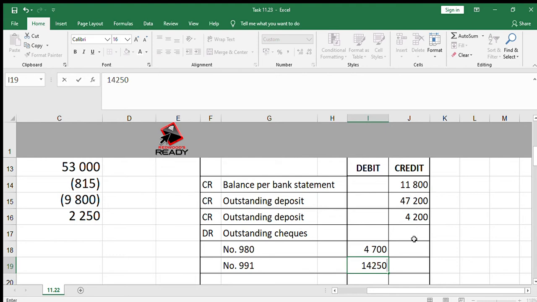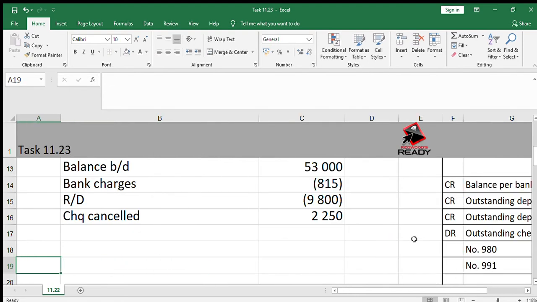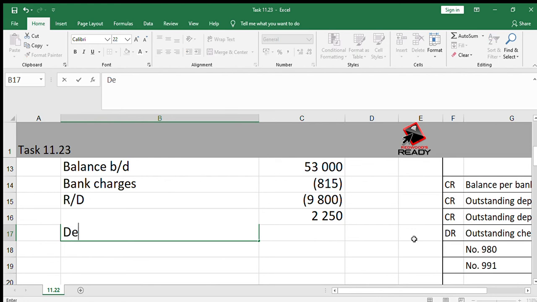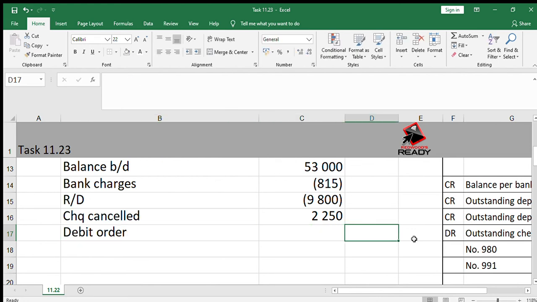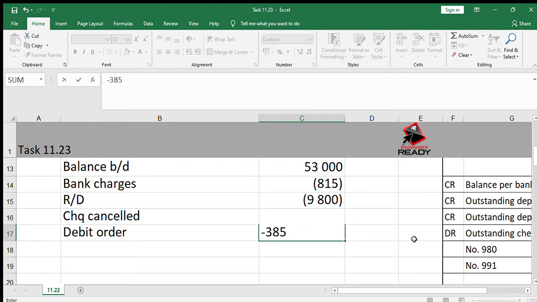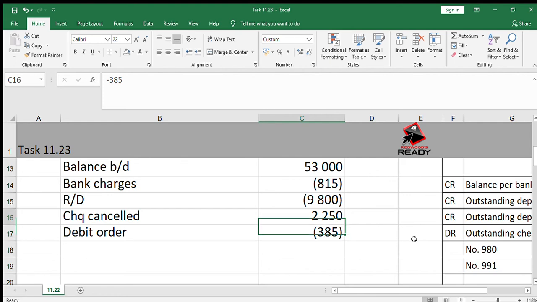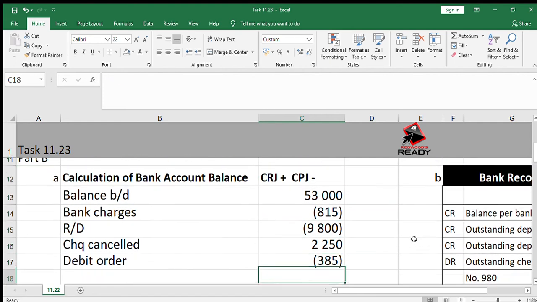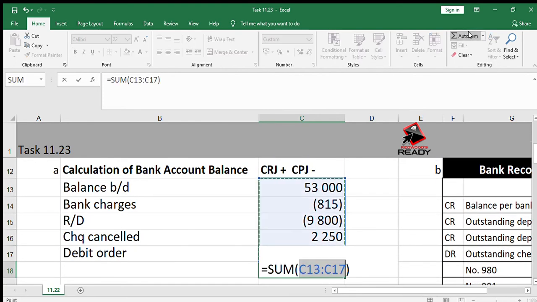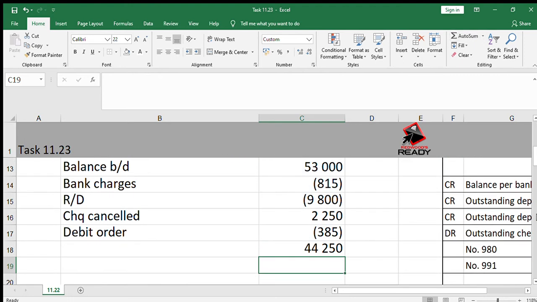Okay, then number 8, a debit order reflected on the bank statement but not in the journal. A debit order is a payment, so we need to record it in the CPJ. So we will adjust our bank calculation for it. Because it's a CPJ transaction, I'm going to put it in brackets 385. Okay, so that's all that's left. All that we have to do now is calculate the total here for our bank calculation.